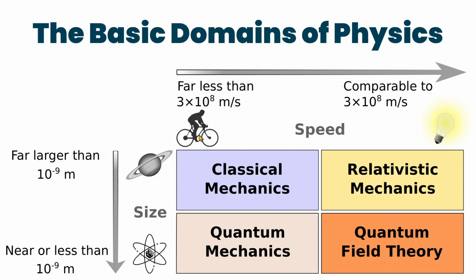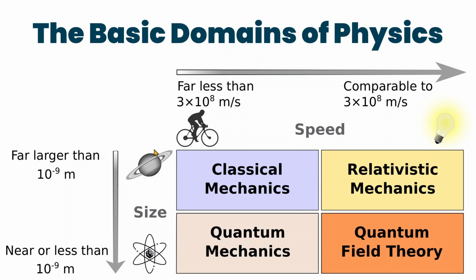On the horizontal axis, above this table, we look at speed. When objects move much slower than the speed of light, and that is 3 times 10 raised to 8 meters per second, classical mechanics or quantum mechanics apply. However, when speeds approach the speed of light, we must consider relativistic effects. So combining these two main factors, we now have the four domains of physics.